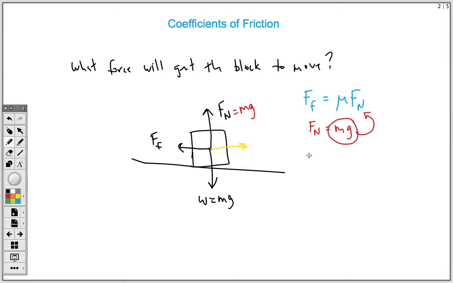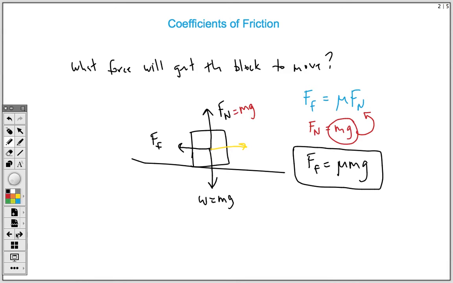So our frictional force is going to end up equaling our coefficient of friction times mass times gravity. Now if we knew what our mass was and we knew what our coefficient of friction would be, we would just multiply that by gravity, boom, we'll get our force of friction, and then we will also know how much force will get the block to move. So that would be our equation to solve our problem.